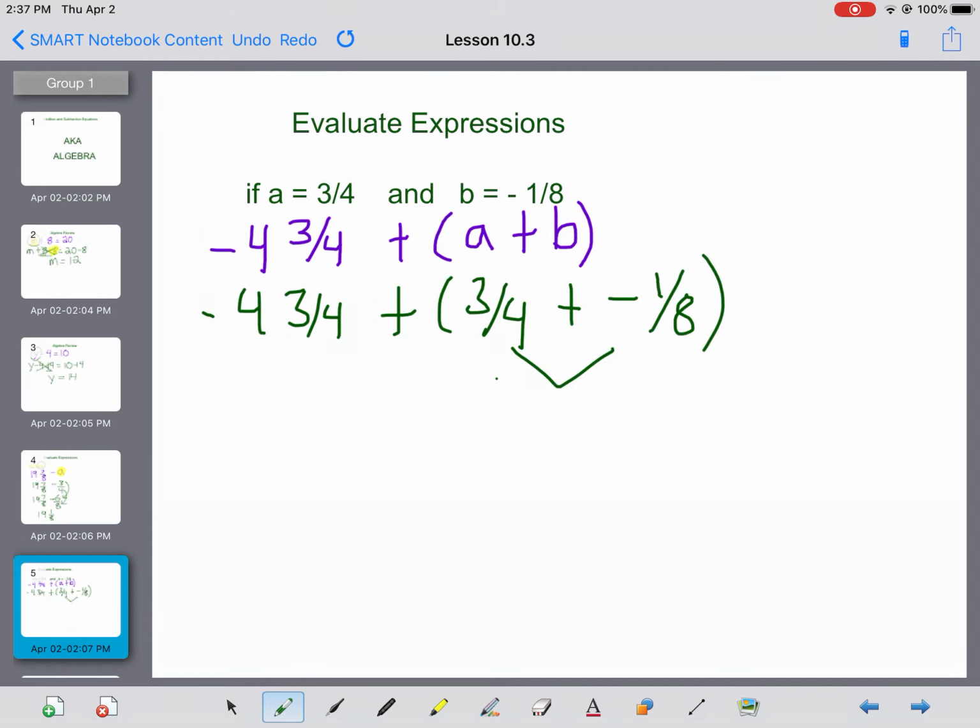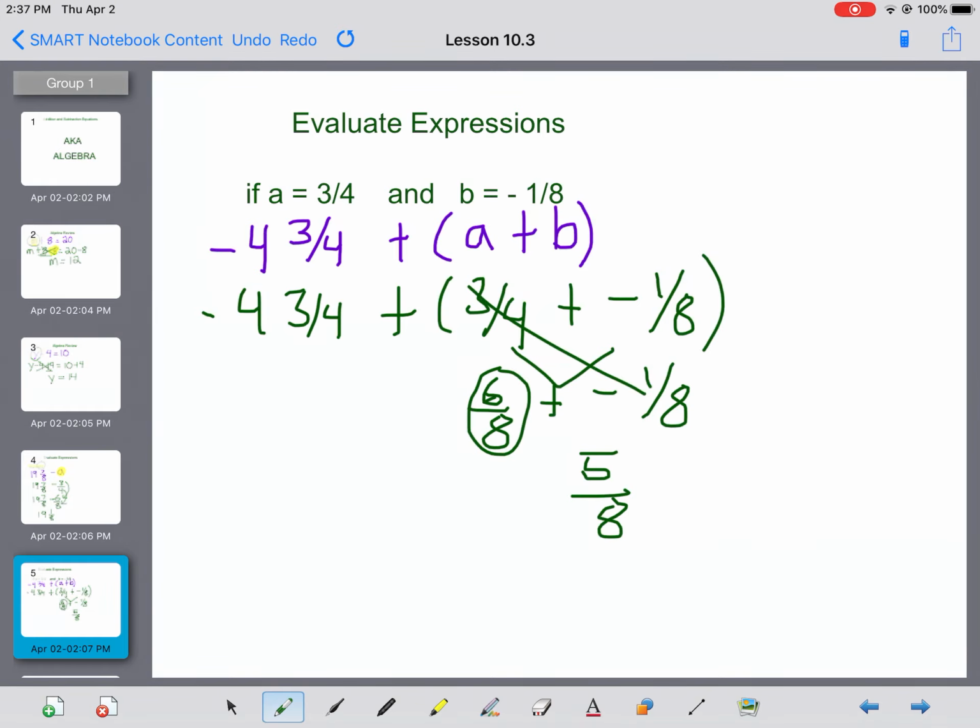So I'm going to think to myself, 3/4. I can make that into 6/8. 6/8 plus negative 1/8. When I'm adding a positive and a negative, I think about the difference between them. The difference between their absolute values was 5/8. And I know it's going to be positive because my 6/8 was bigger.